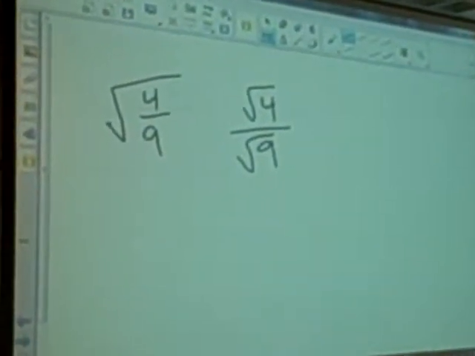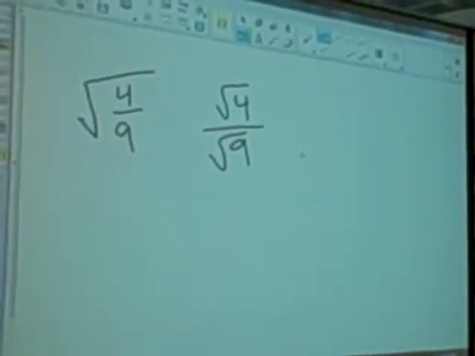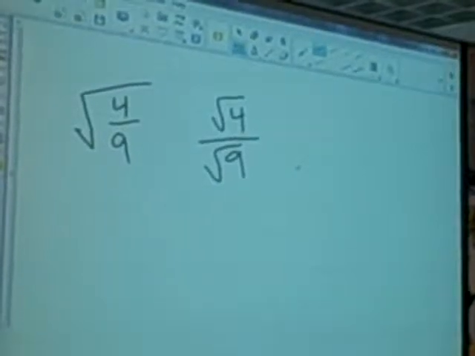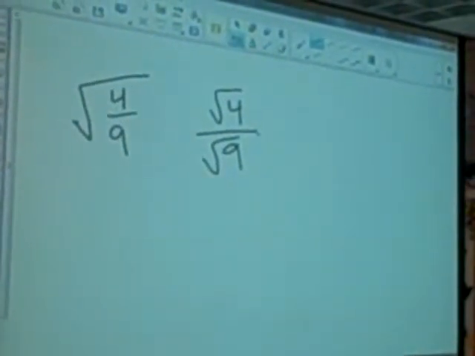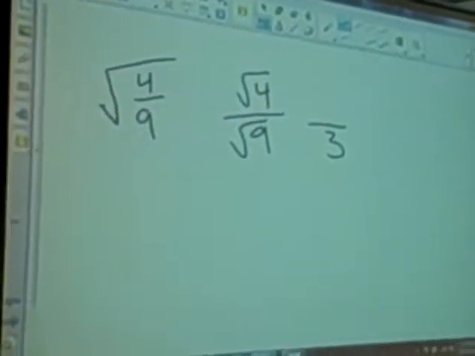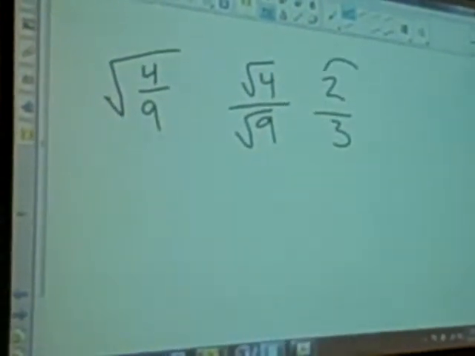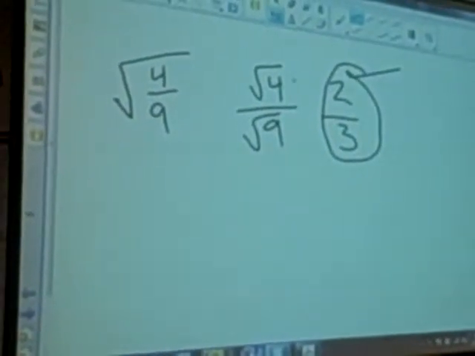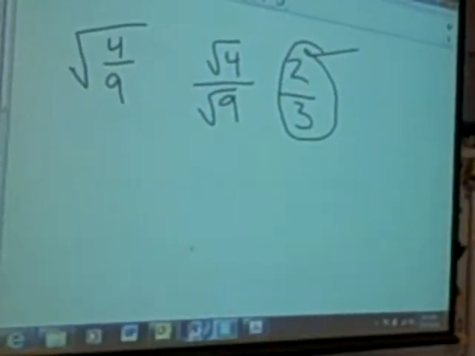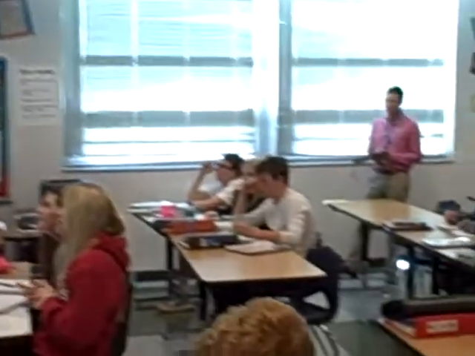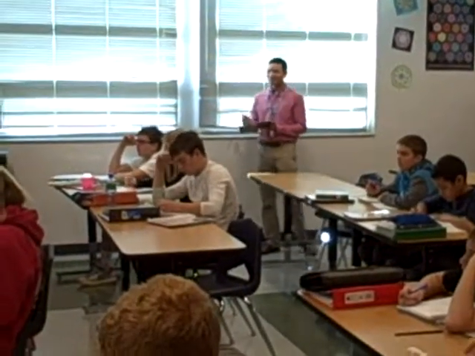Okay, so the square root of 9 is 3, and the square root of 4 is 2. And so your answer is 2/3. Well, okay, you guys got that easy. Good. And that is one of your homework questions, so you got one done.